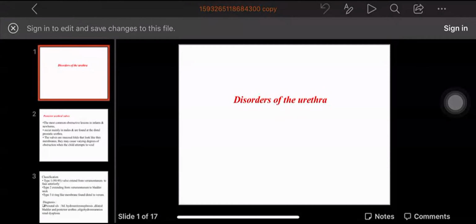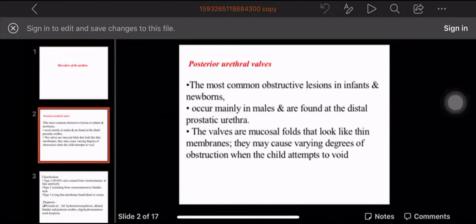In male it is divided into two parts, the anterior urethra and posterior urethra. The anterior urethra is composed of the bulbar and the pendular urethra, and the posterior urethra is the membranous and the prostatic urethra. In this lecture, we will discuss the disorders of the urethra.